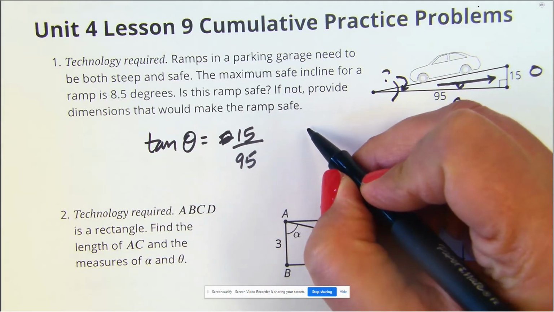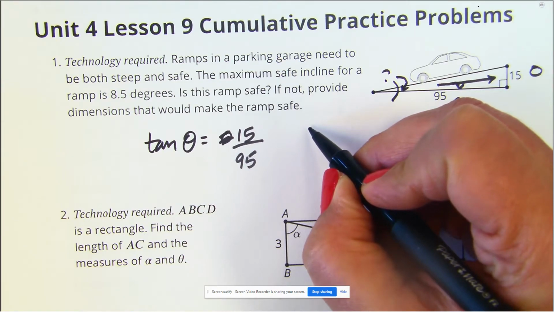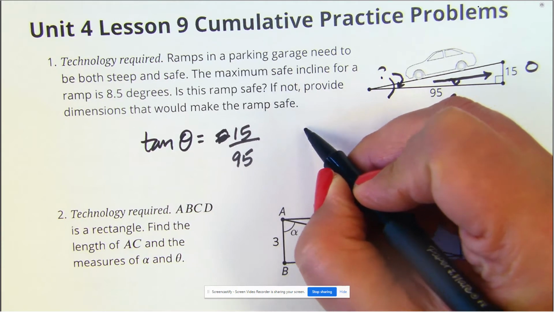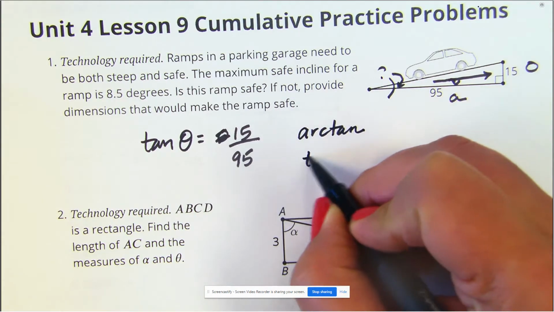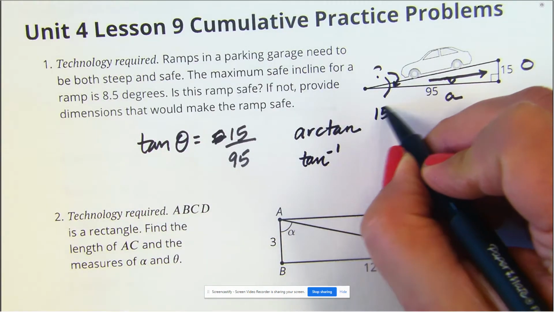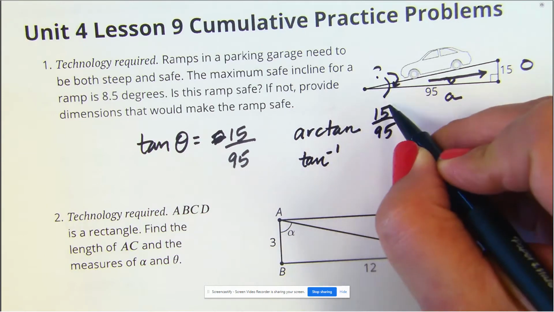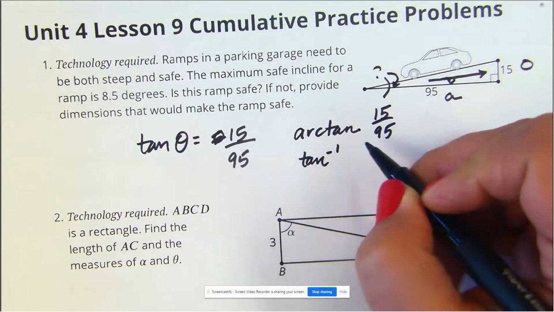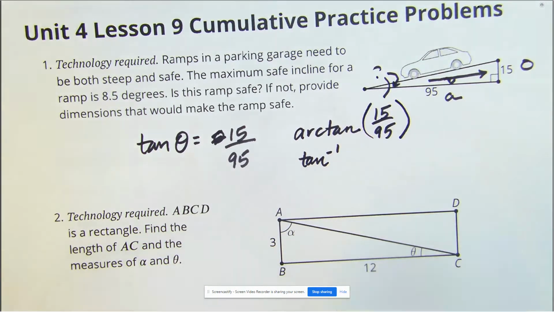On some calculators it says arctan, and some calculators it says tan to the -1, which means inverse. You might see this, or you might see this. Those mean the same thing. So I need to say, hey, I want to undo. Can you tell me what angle has an opposite over adjacent of 15 over 95? Whatever button you see, you're going to type that in, and it's going to spit out the angle.